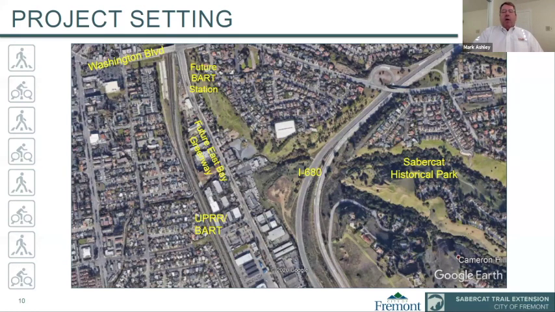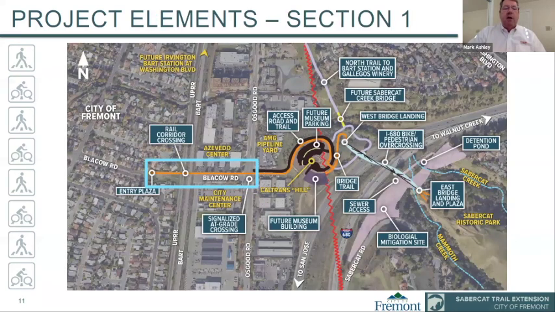And while the trail is really extending from Sabercat Historical Park from the east to the west, we're going to discuss the project starting from the west and moving to the east. So, next slide. We're going to cover it in four basic parts. This first part is from the entry at the end of Blacow Road, west of the railroad corridor, where we'll have an entry plaza, and going over to Osgood. Next.